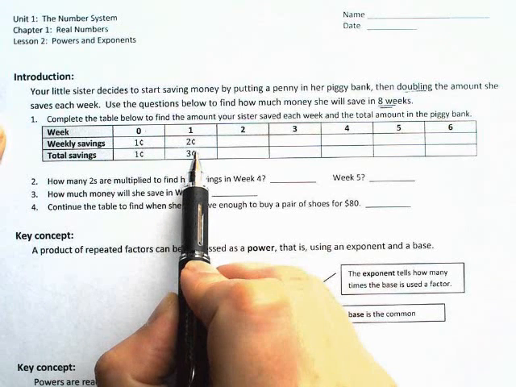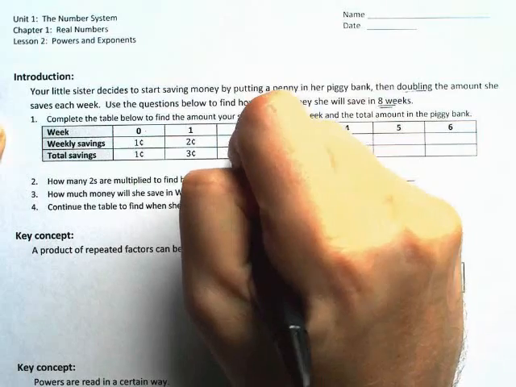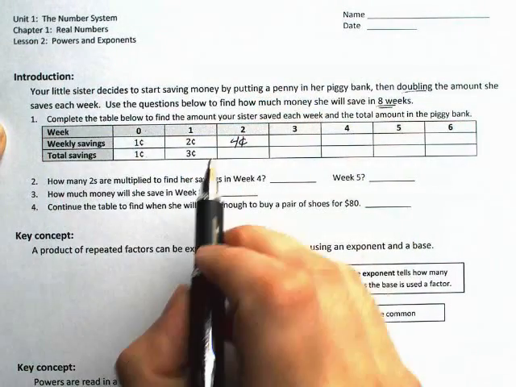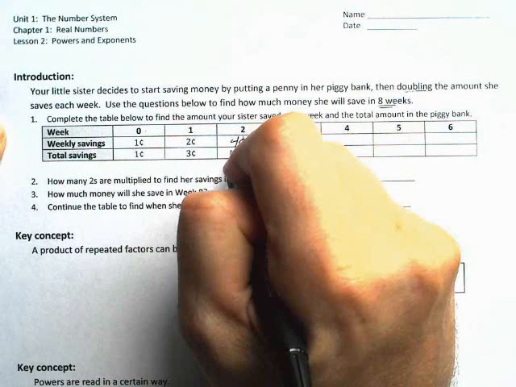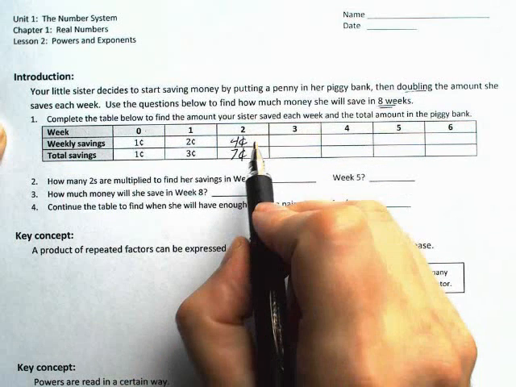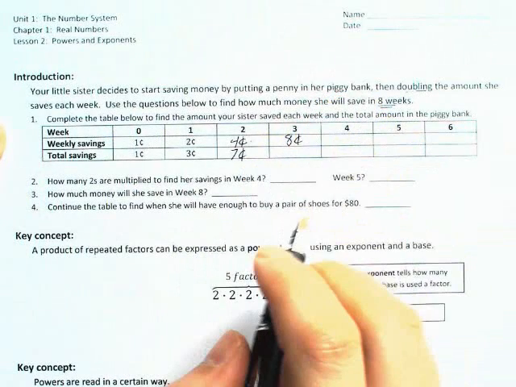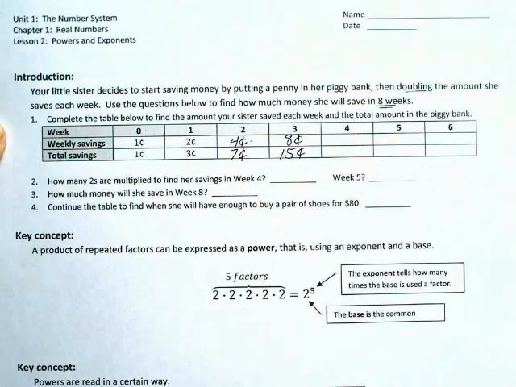Okay? Now let's continue this pattern by doubling how much she saves each week. If you double 2 cents, that means that your little sister is putting 4 cents in the bank. And then adding to what was in there before, there is now 7 cents total in the bank. Okay, the next week, double this. She's going to put in 8 cents. And when added to what was in there before, there is now 15 cents total.